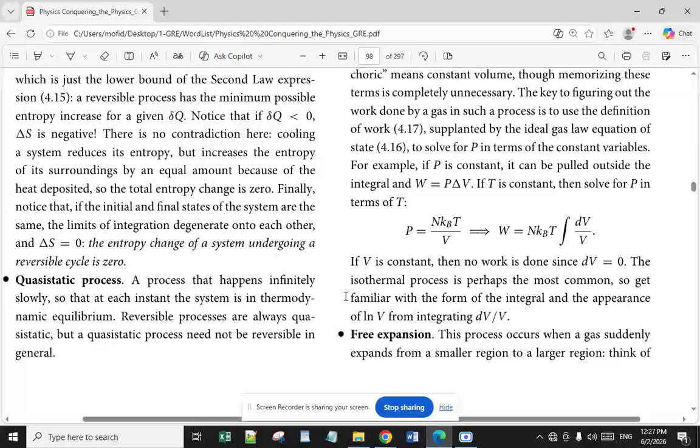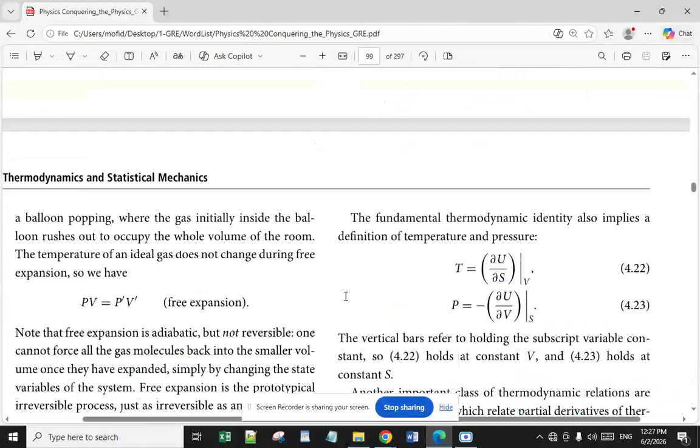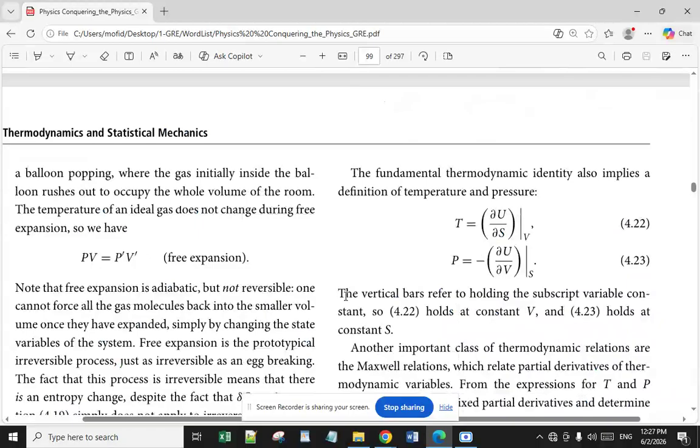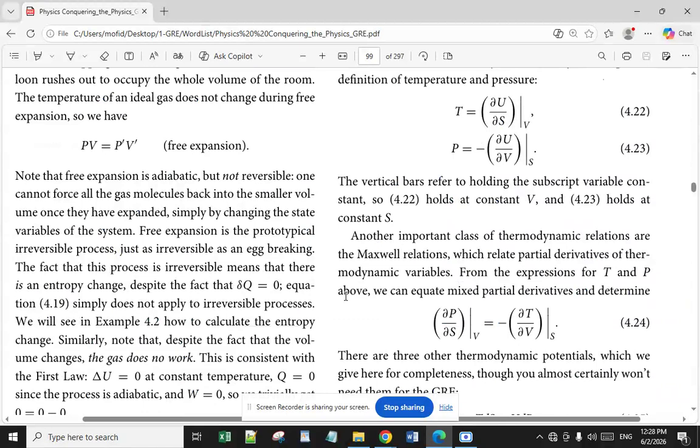Free expansion. This process occurs when a gas suddenly expands from a smaller region to a larger region. Think of a balloon popping, where the gas initially inside the balloon rushes out to occupy the whole volume of the room. The temperature of the initial gas doesn't change during free expansion, so we have P_i V_i equal to P_f V_f. Note that free expansion is adiabatic but not reversible.